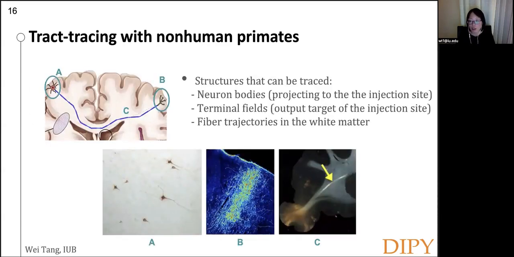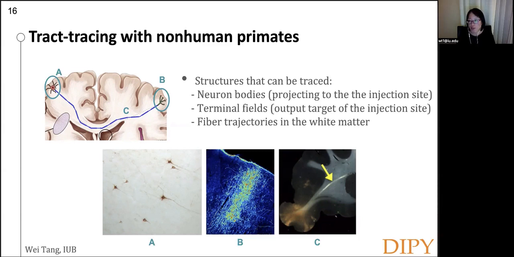There are three types of labeling in track tracing that are most important for inferring brain connectivity patterns. The first is the labeling of neuron bodies. Tracers can travel upstream, or so-called retrogradely, from the injection site to the neurons that project to the injection site. Thus, the labeled neurons will tell us from which brain areas the injection site receives input.